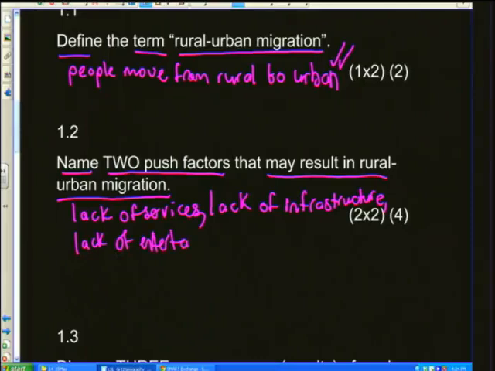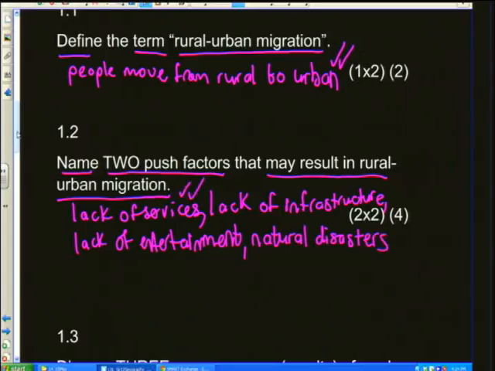All right? We could also include in that answer natural disasters like a drought or a flood, population pressure on the available resources. And there's more than enough for our 4 marks there. Let's have a look at the next question.